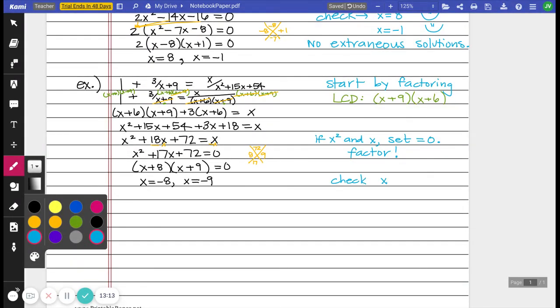Check. X equals negative 8. Does that cause problems? Nope. We're good. X equals negative 9? Yes. That's a problem, right? X plus 9 was in our LCD. X plus 9 was in our denominator. X equals negative 9 is extraneous. So we reject x equals negative 9 as an answer. And really, we want to say that x equals negative 8 is the answer we care about.